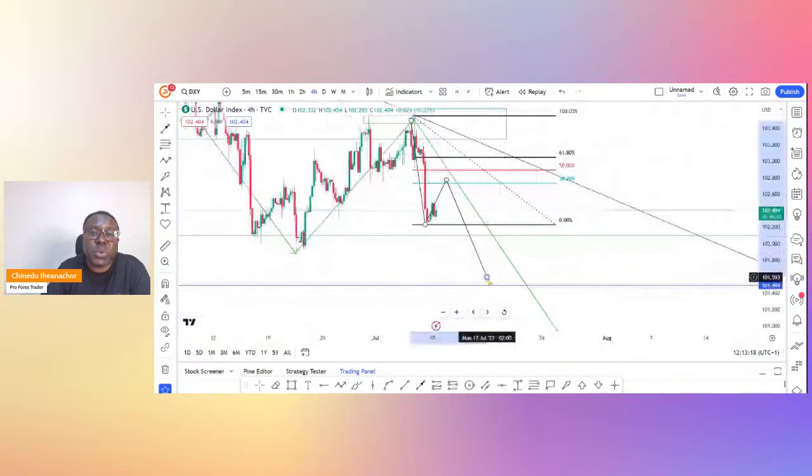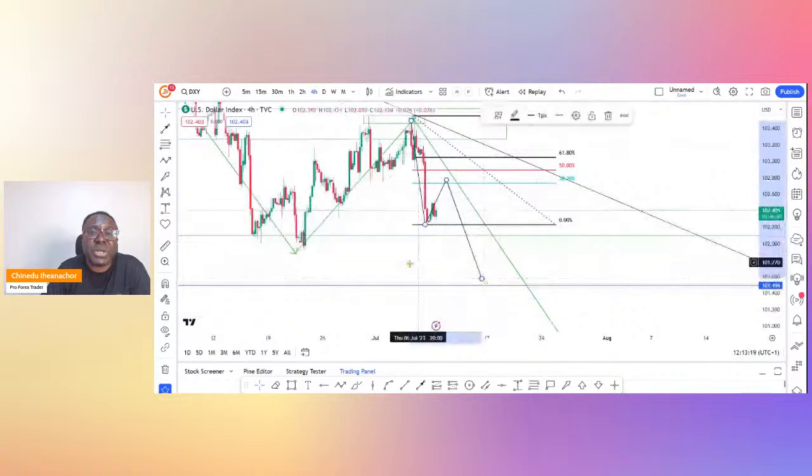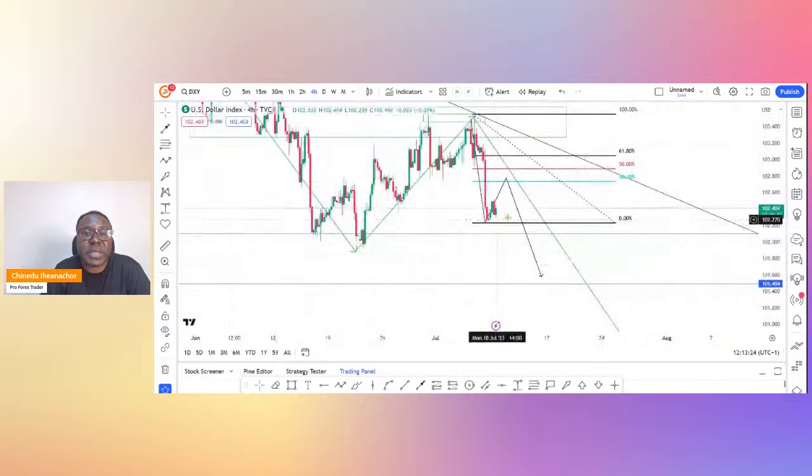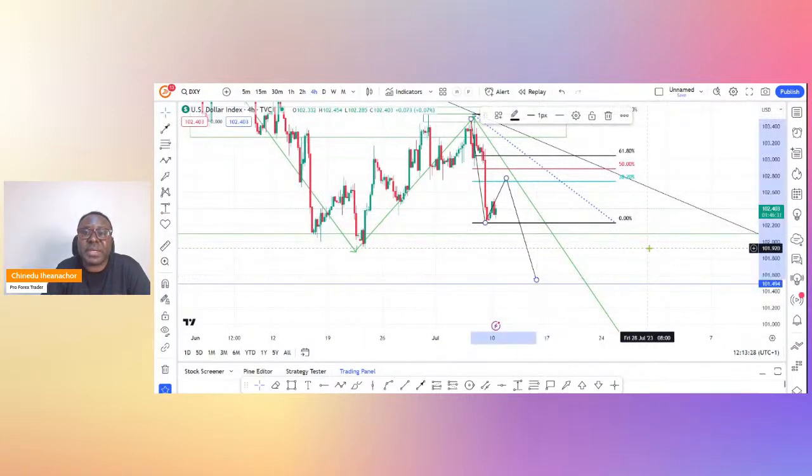But remember, what we are looking at is price pushing in the bearish direction. So there's a whole lot of support here for price to break before we can have this steady. So with this in mind, I'll be looking forward to it. Remember, the DXY is inversely correlated with GBP USD, Euro USD, AUD USD, and NZD USD.